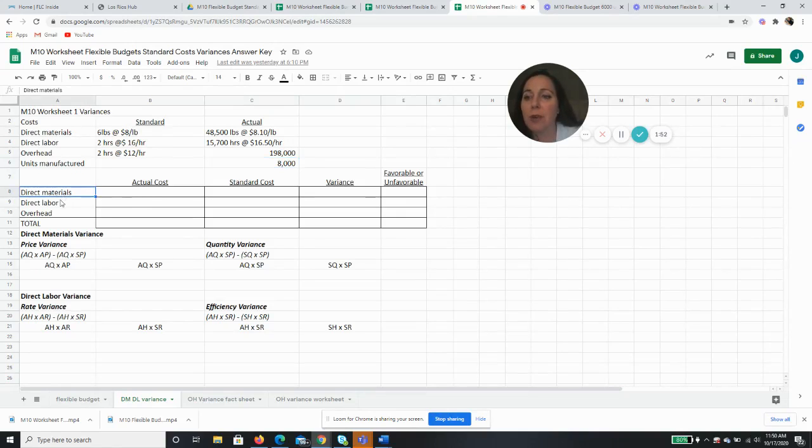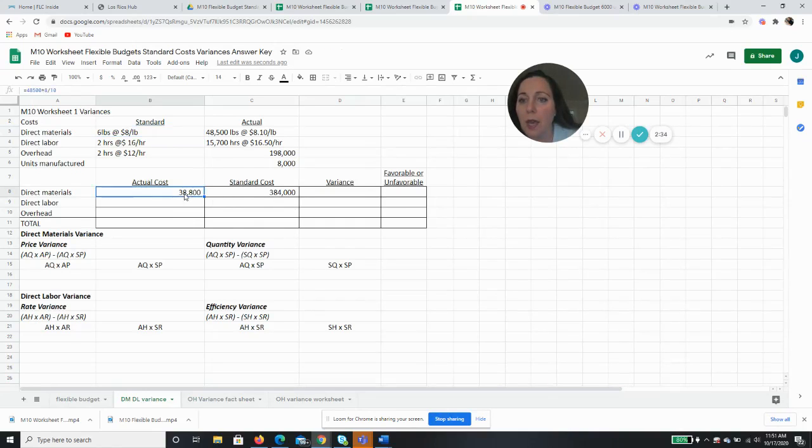All right, so we're going to start by calculating our variance for direct materials, direct labor, and overhead. So our actual cost of direct materials is 48,500 times 810. Okay, so it's right here, 48,500 times 810. Our standard cost, standard for the number of units produced, is the 8,000 units we produced times 6 pounds per unit times $8 a pound.